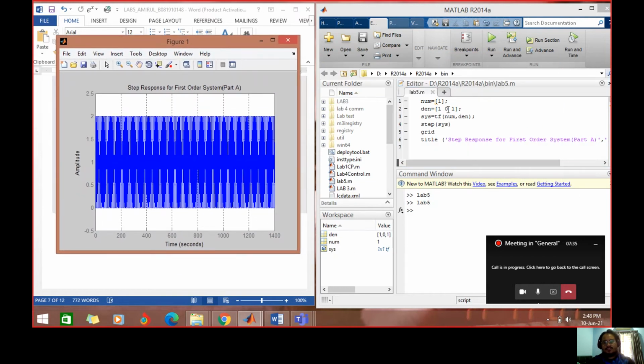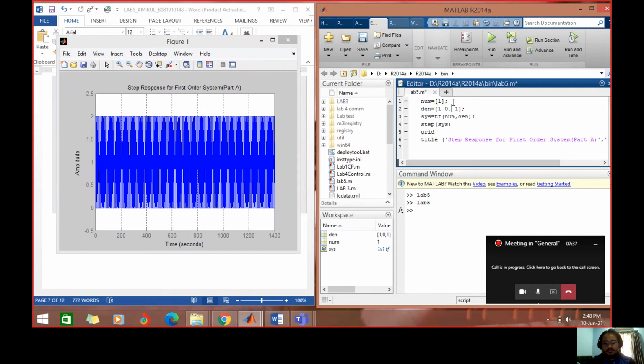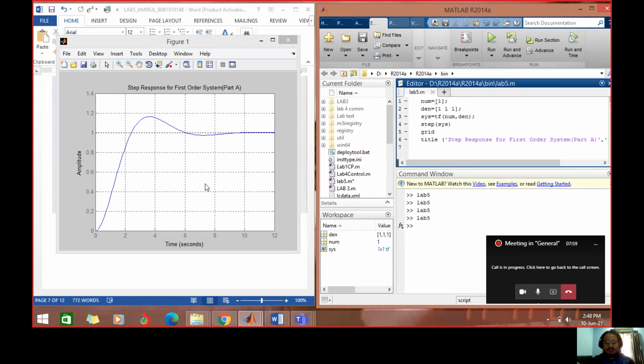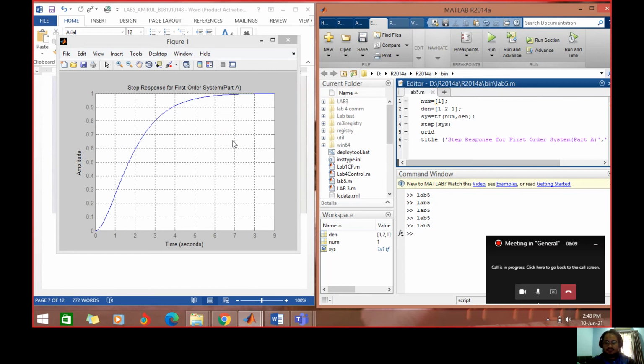For the second condition, the value of damping ratio is 0.2. We will get this. For condition 3, the value of damping ratio is 1. We get this graph. And for the fourth condition, the value of the damping ratio is 2. So we get like this.